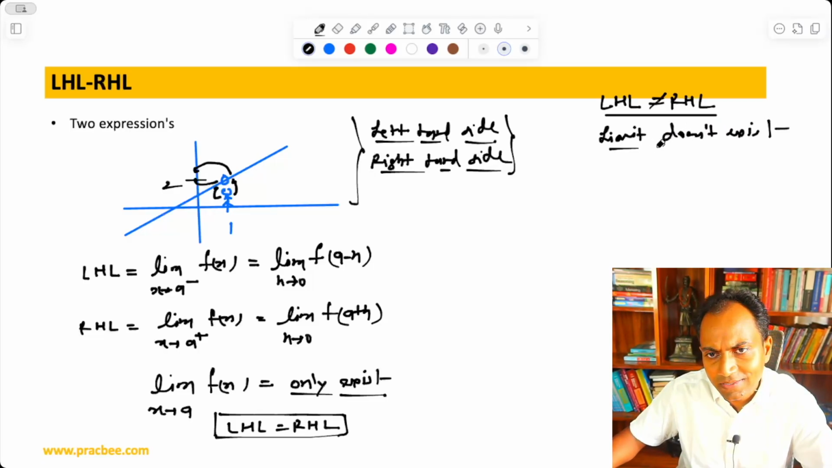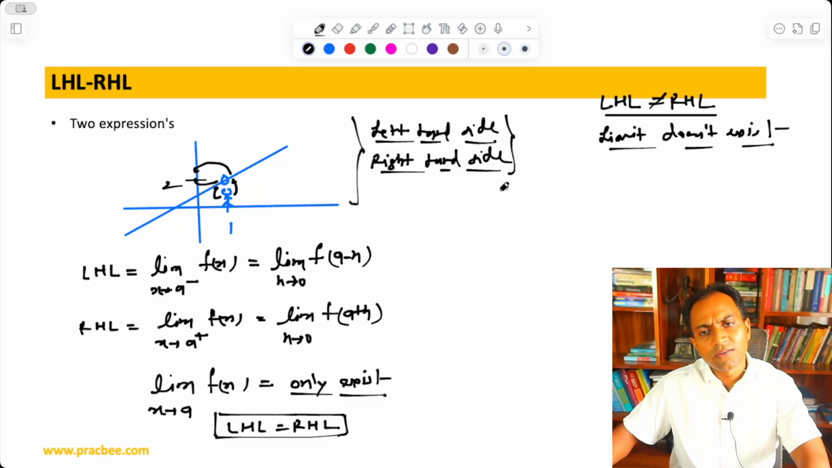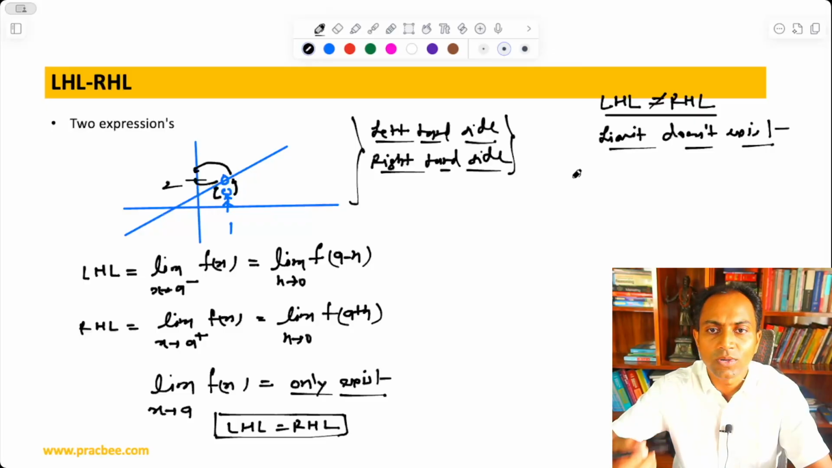See, but in this scenario also, you would be able to tell an LHL value and an RHL value. So in some questions of JEE, they have actually done so. They have asked you LHL or RHL specifically.